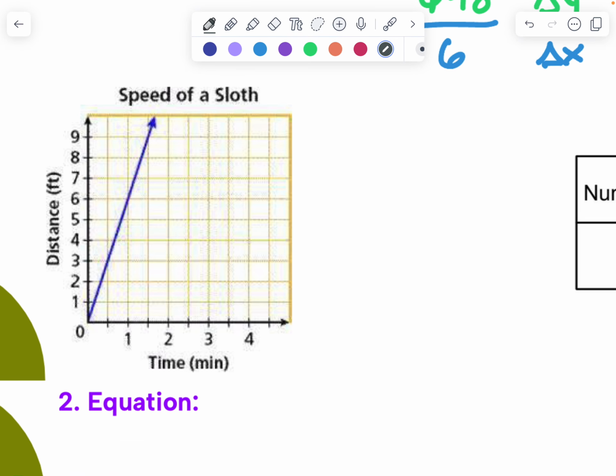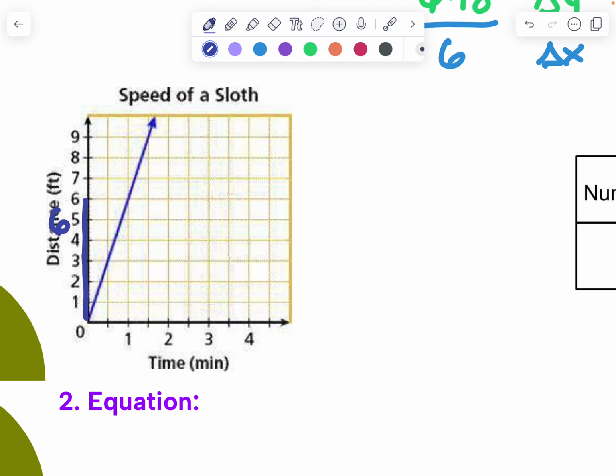A graph. The poor sloth is kind of being picked on here. It can go 6 feet in 1 minute. So you got to be careful about your scales here, because the x-axis goes up by halves, not by ones like normal. So that is my unit rate right there.